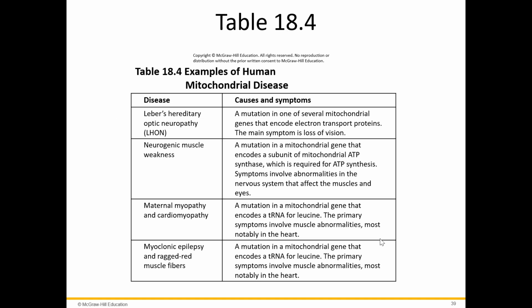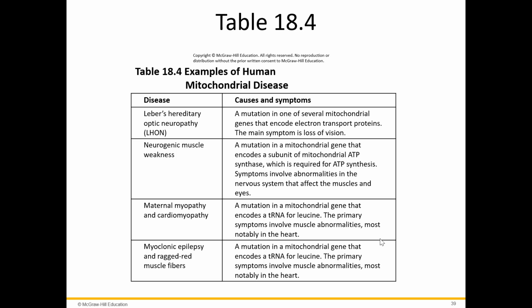So Leber's hereditary optic neuropathy, this is one that can cause loss in vision. Neurogenic muscular weakness is a mutation in a mitochondrial gene that encodes for a subunit of mitochondrial ATP synthase, which is required for ATP synthesis, and so you get abnormalities in the nervous system that affect muscles and eyes.